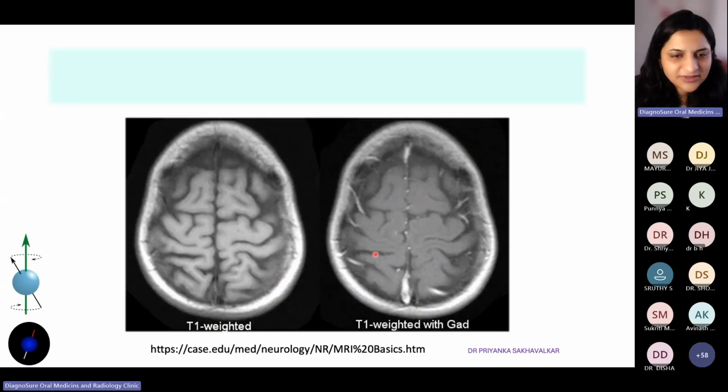So this is T1 and this is T1 with gadolinium. We can see this enhances the blood signal in blood vessels. See, these are the bright signals because of blood vessels.